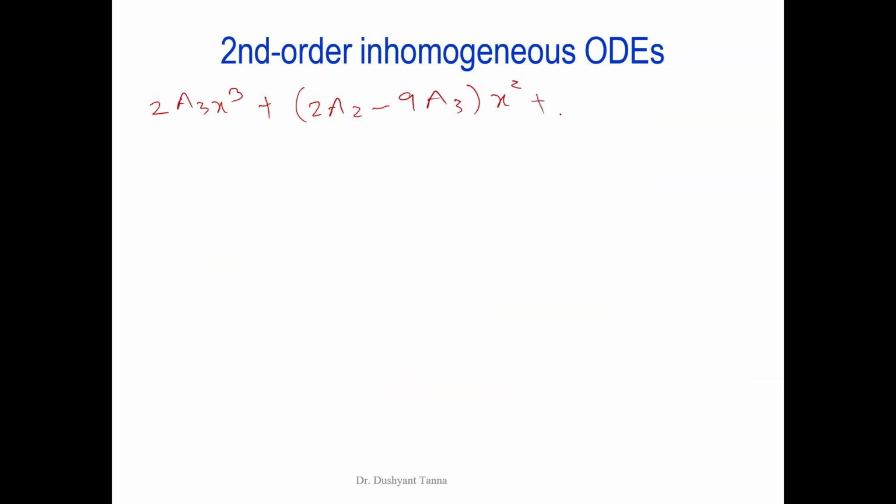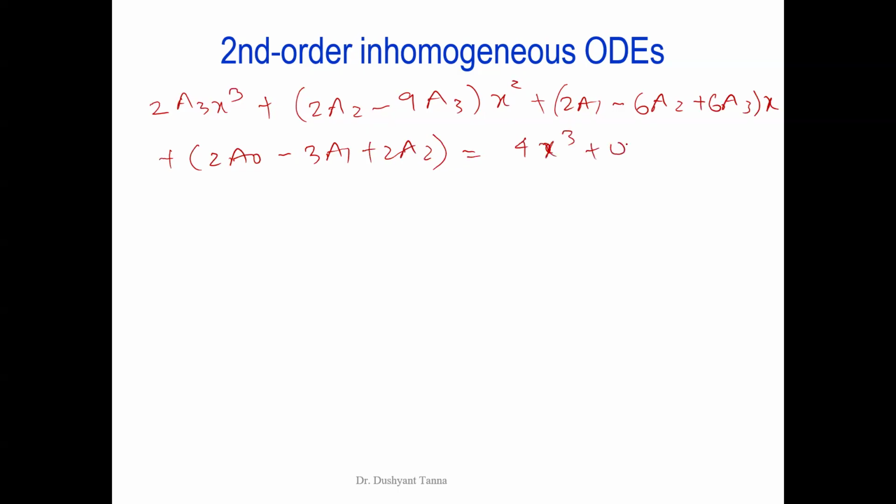Plus 2a1, 6a2, 6a3x, plus 2a0, 3a1, 2a2 is equal to 4x cubed, 0x squared, 0x minus 1.